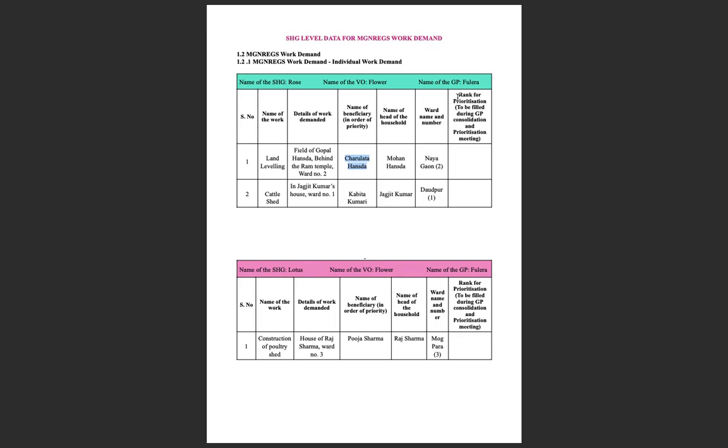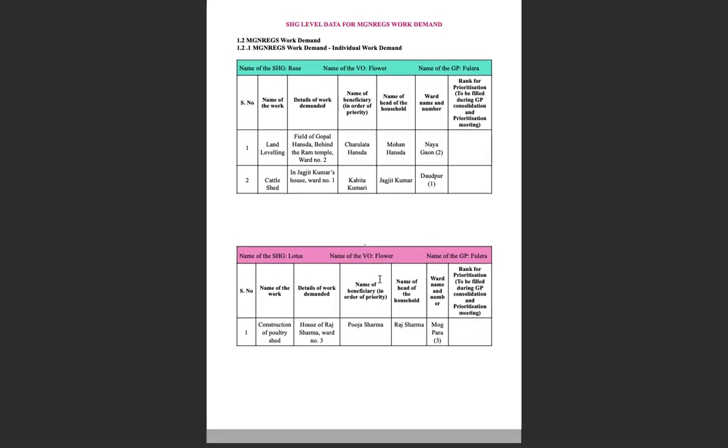Now there is a very new column that has been added here, which is rank for prioritization, and it says to be filled during the GP consolidation and prioritization meeting. The facilitator who is filling this format has to keep in mind that this column has to be kept empty during the SHG level data entry, as it has to be filled during the GP level consolidation when the data sheets of all the SHGs from all the VOs of a panchayat are brought together. It is a very important thing to note. The facilitator in any scenario should not be filling this column.